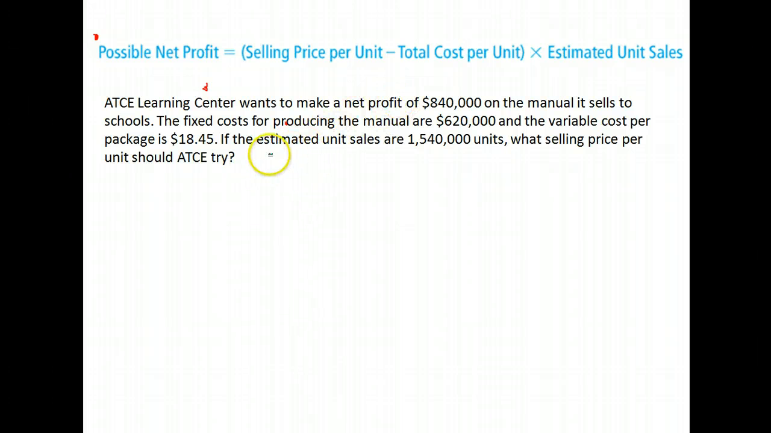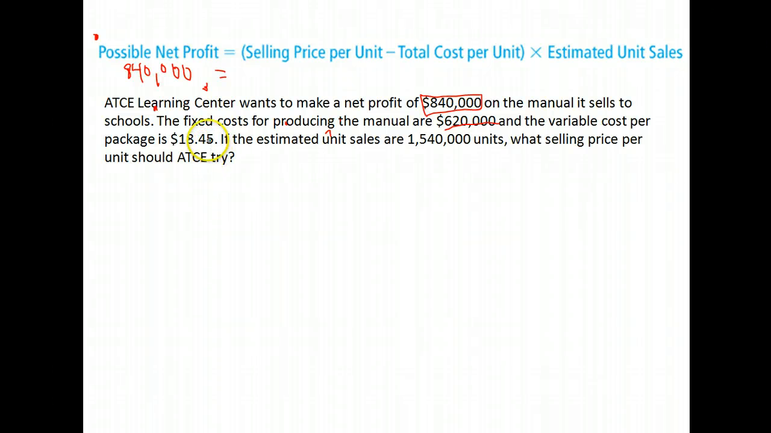So here to start, we have ATCE Learning Center wants to make a net profit of $840,000. So they're hoping that their possible net profit will be $840,000. It goes right there. Okay, on the manual it sells to schools. The fixed cost of producing manuals are $620,000. The variable cost per package are $18.45.